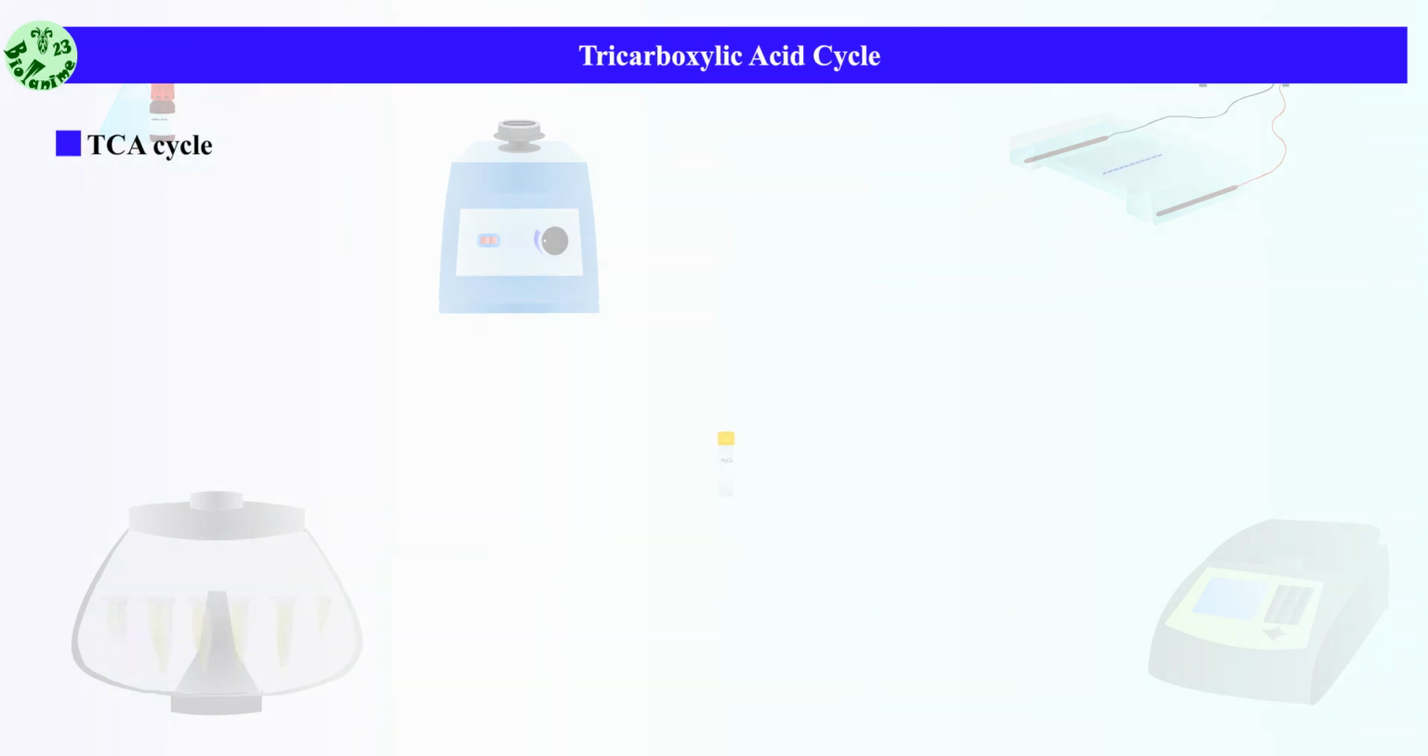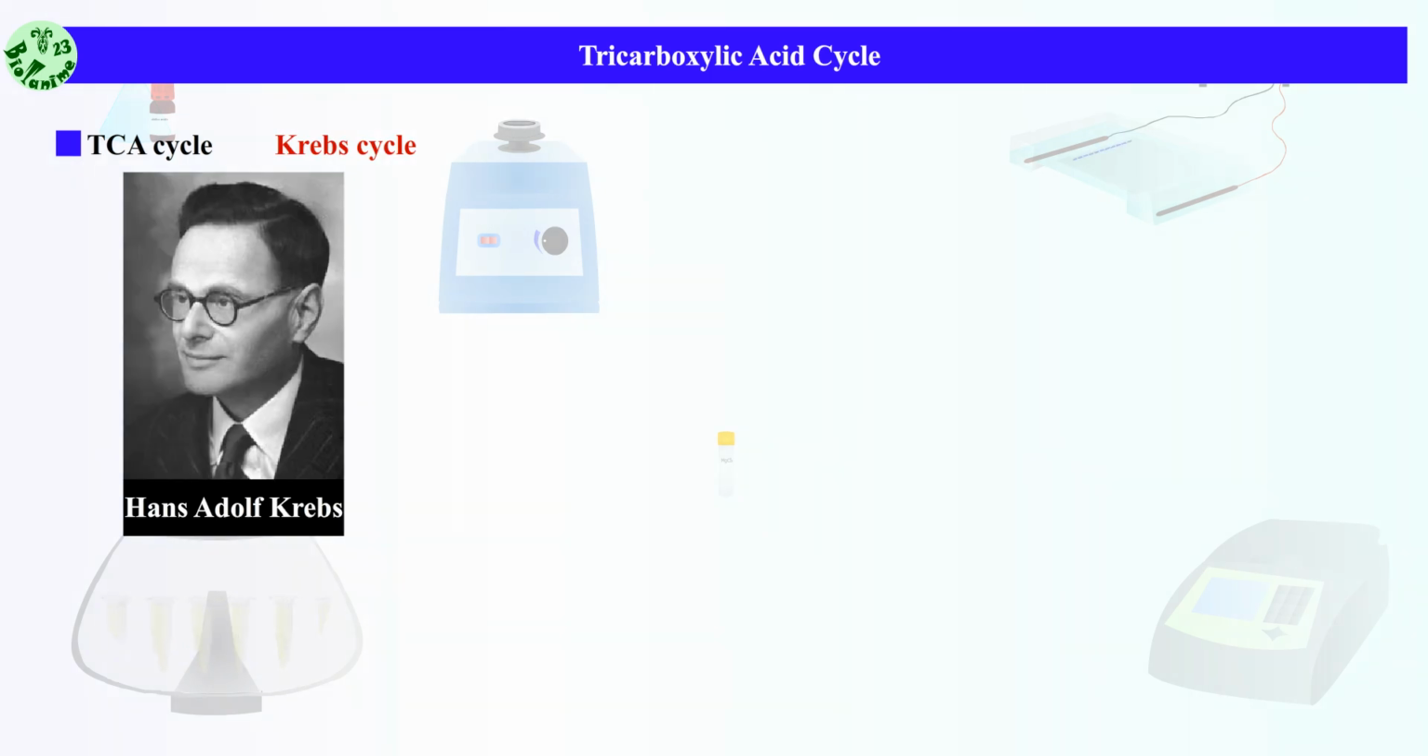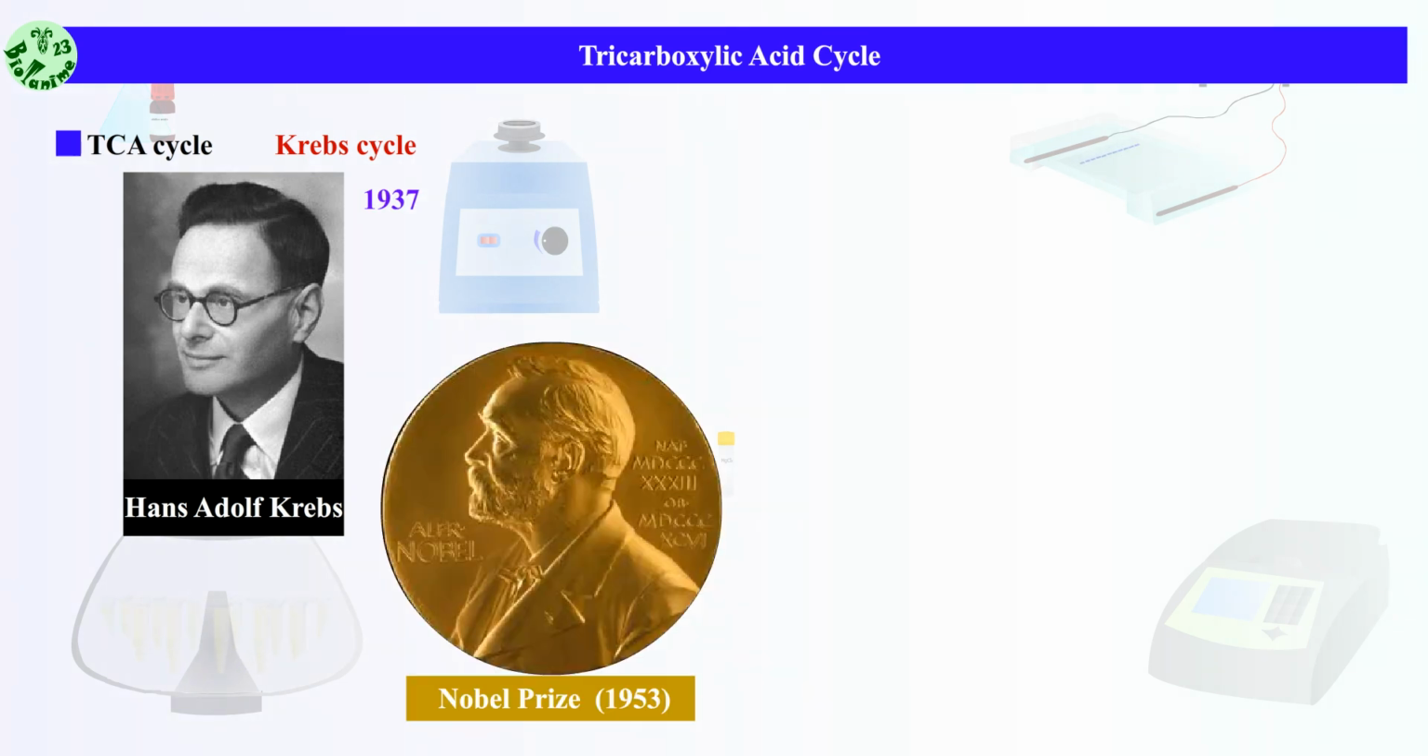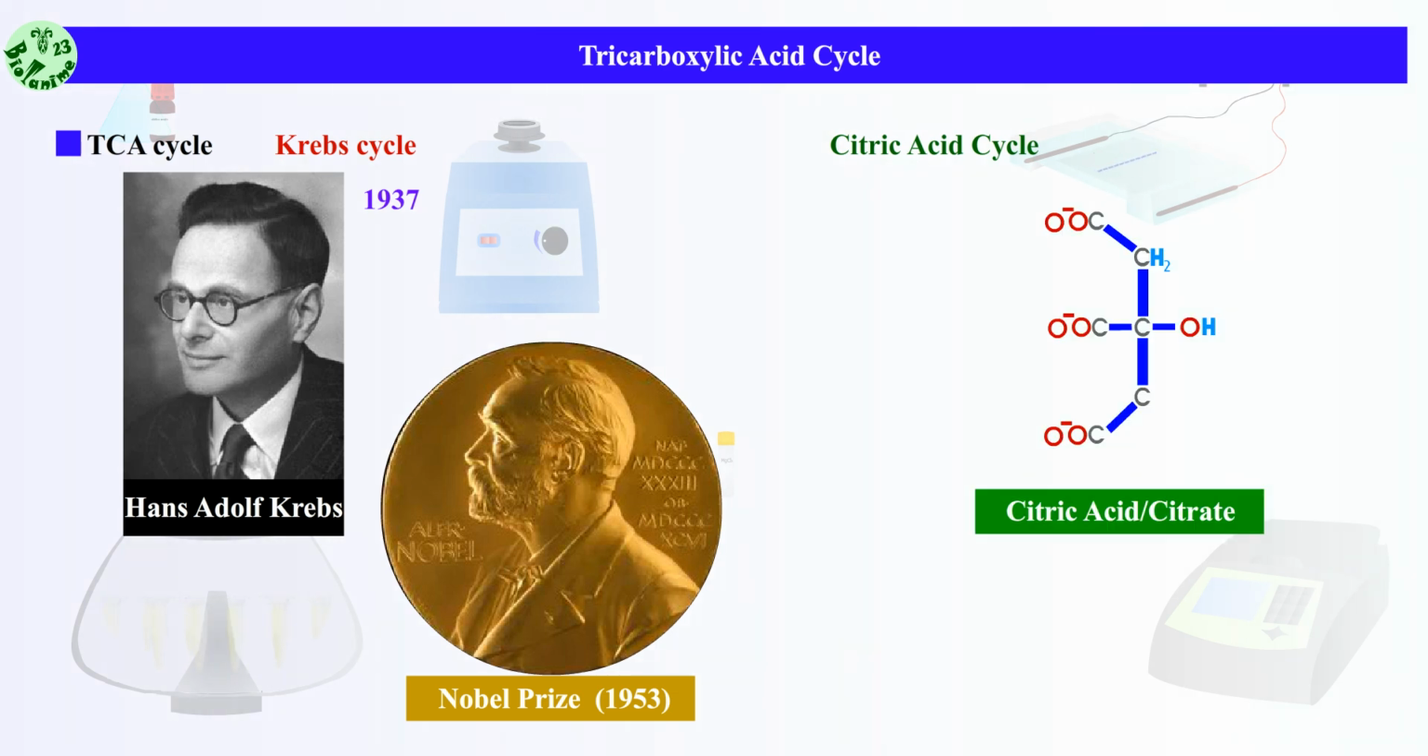TCA cycle or tricarboxylic acid cycle, known as the Krebs cycle, after Hans Adolf Krebs, the scientist who discovered the pathway in 1937, and received the Nobel Prize in 1953 for physiology or medicine. Also called the citric acid cycle since the first stable compound formed in the pathway is citric acid or citrate. And citric acid contains 3 carboxyl groups. Hence the name, tricarboxylic acid cycle.